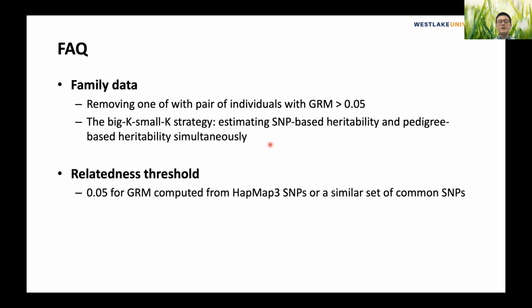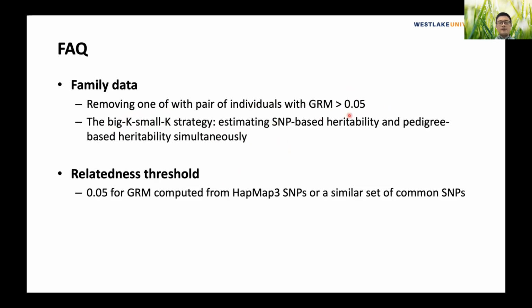So another question is about whether we can apply GREML analysis to family data. The answer is yes. We often have two strategies. The first strategy is to remove one of each pair of individuals with estimated genetic relatedness larger than a threshold, for example, 0.05. Another strategy would be to use a so-called big K and small k analysis. So it's essentially a multi-GRM analysis with one dense GRM and another sparse GRM to estimate SNP-based heritability and pedigree-based heritability simultaneously.